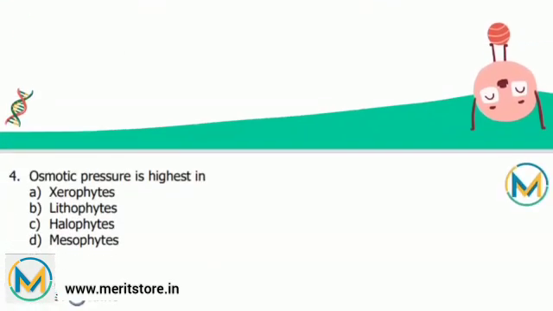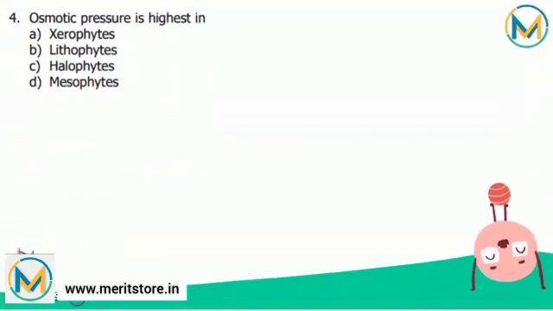Moving towards the next question, osmotic pressure is highest in. So halophytes live in conditions which are physiologically dry. Water is present in high concentrated salt solution, hence to absorb water, halophytes maintain very high osmotic pressure in their cells. The cell sap should be more concentrated as compared to the environment. Then only halophytes can absorb. So the correct answer for this question is option C, that is halophytes.